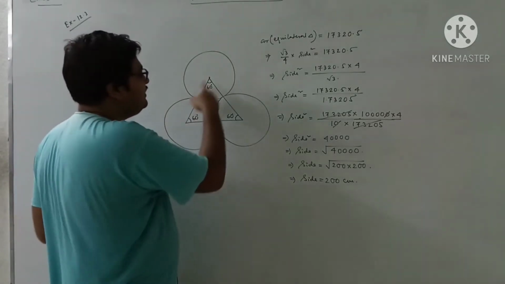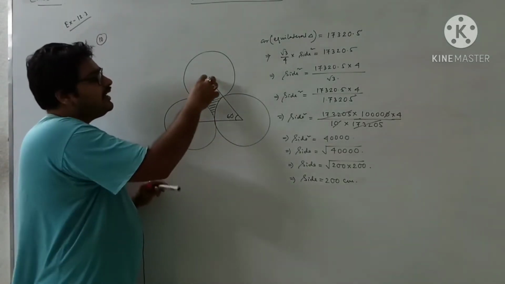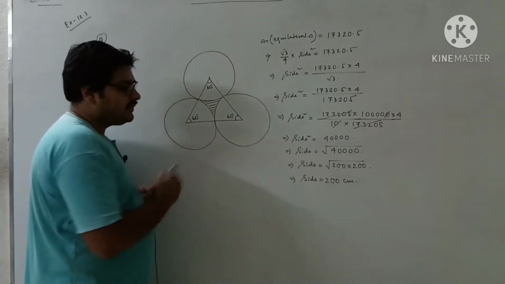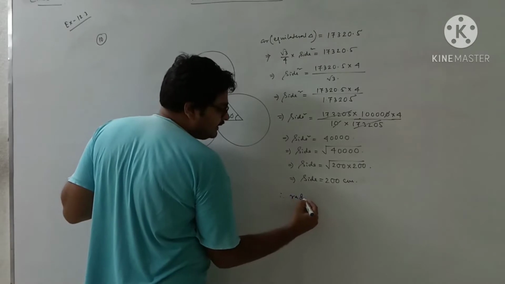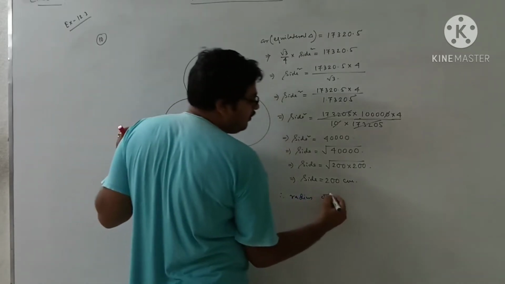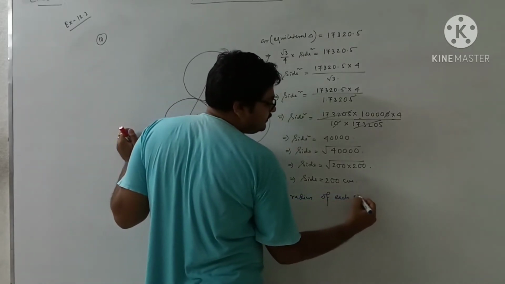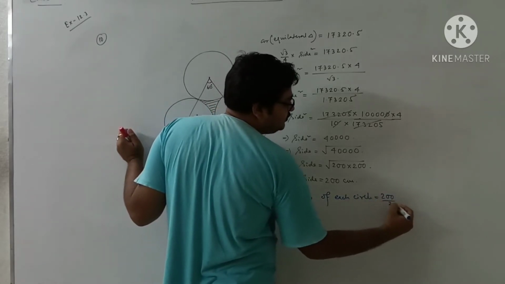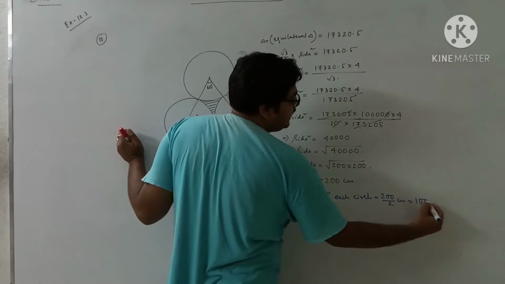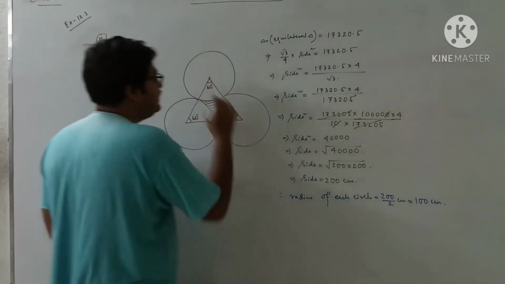So as we got the length of the side of the equilateral triangle, by taking half I can get the radius. Therefore, radius of each circle equals 200 by 2 centimeter, that is 100 centimeter. So I got the radius of each circle.